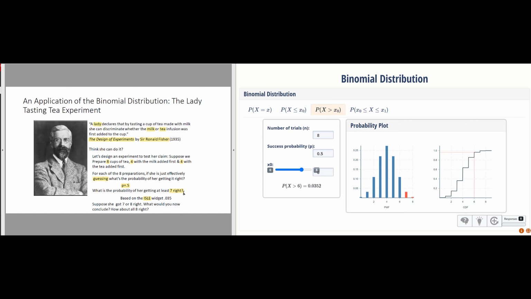That, the experimenter believes, Fisher believes in this particular case, is a low enough probability that although it doesn't absolutely prove that she's not guessing, the probability that she's guessing is only 3.5%. And so it makes more sense to assume that, yes, she can actually do this. All right?